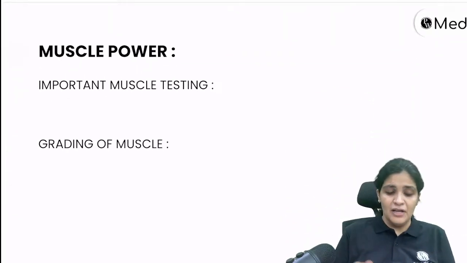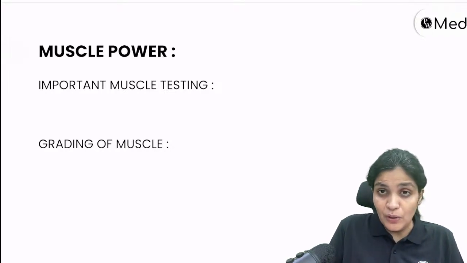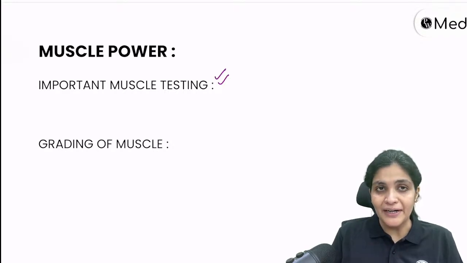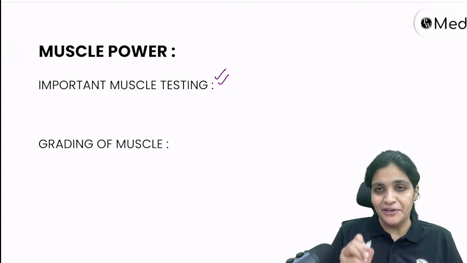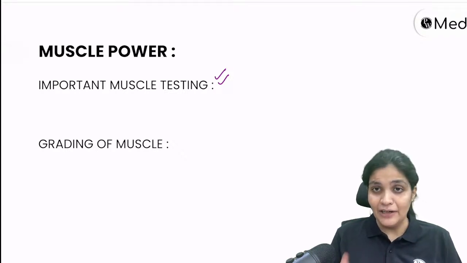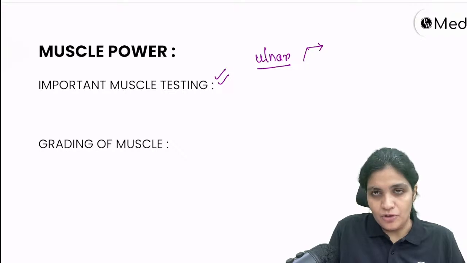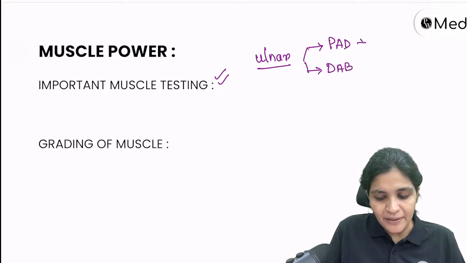So, muscle power. Once we are done with the inspection and palpation, by now we will know which nerve we are going to test. So you're going to do some of the important muscle testing. Not all the muscles, but some of the important muscles supplied by that particular nerve. Sometimes individual muscle testing. So for example, if it is an ulnar nerve, you will examine the interossei. There are two, palmar interossei and dorsal interossei. So what is the test for palmar interossei?